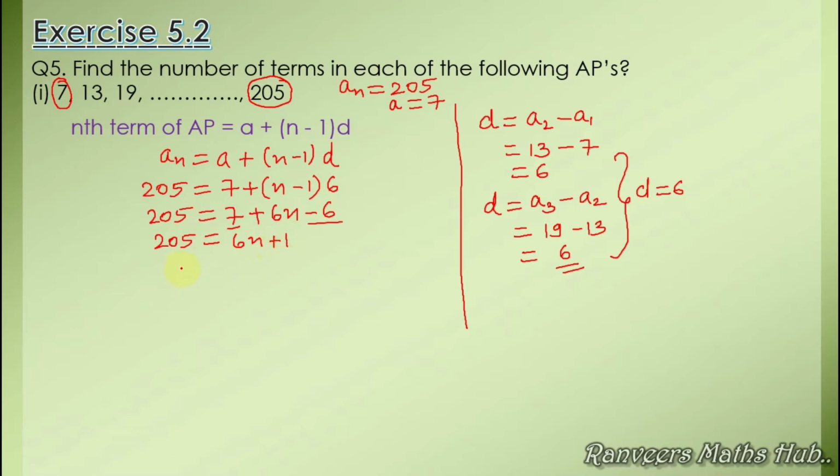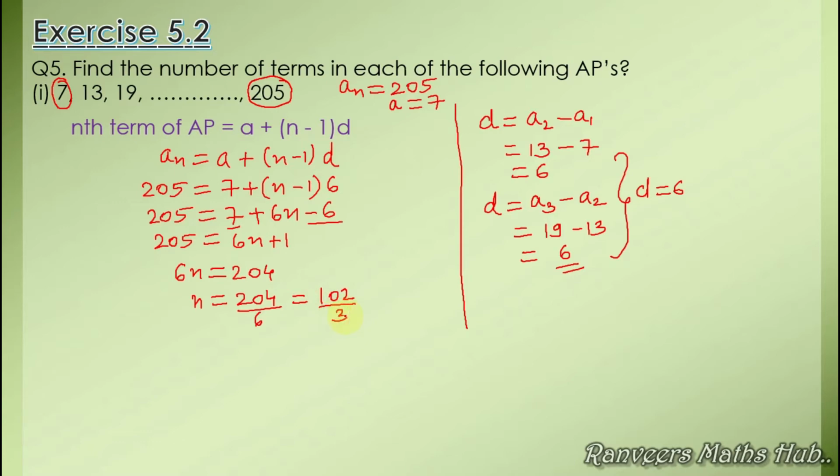Now you have to find the value of n, so I will shift that 1 to the LHS. So what will it become? 6n, which is equal to 204. So what will be the value of n now? n will be 204 divided by 6. Okay. So what is 204 divided by 6?